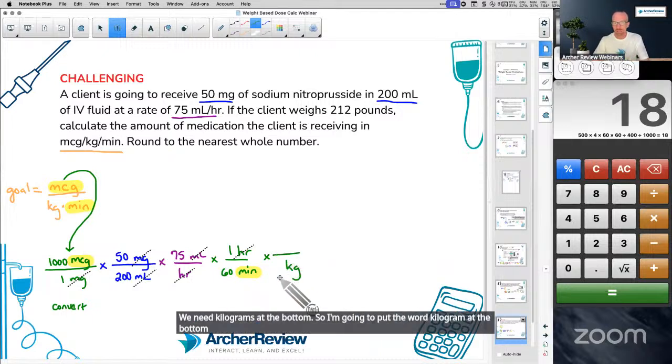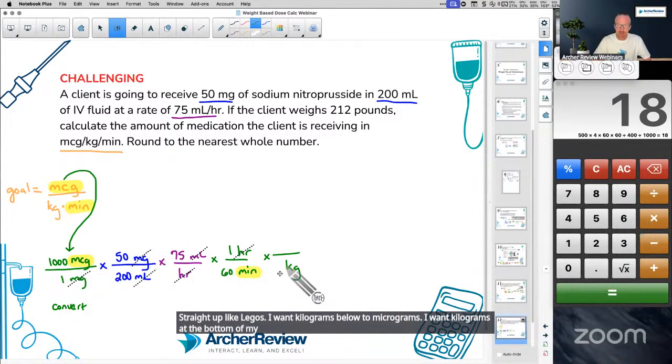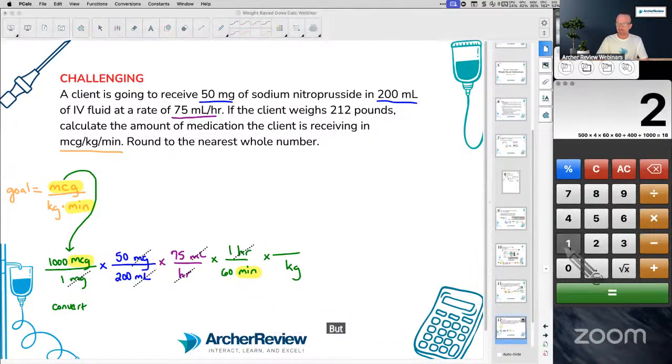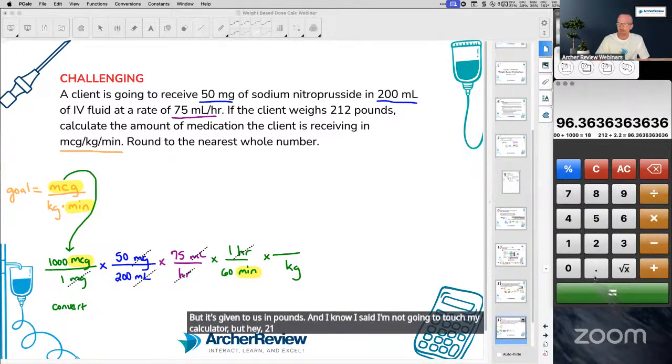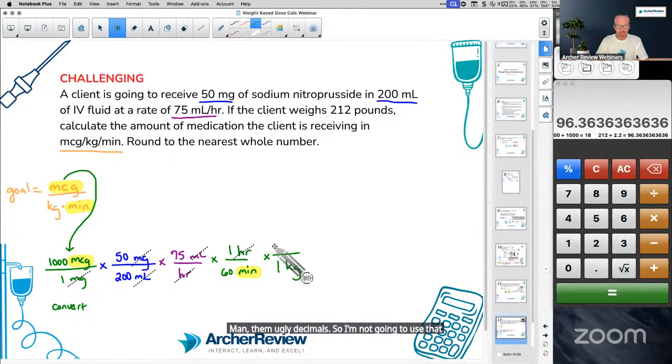I'm building this straight up like Legos. I want kilograms below the micrograms. I want kilograms at the bottom of my Lego stack. It is down there at the bottom. Now, it would be nice if this problem gave us the client's weight in kilograms, but it's given to us in pounds. And I know I said I'm not going to touch my calculator, but hey, 212 divided by 2.2, man, them ugly decimals. So I'm not going to use that. I'm going to use the conversion.